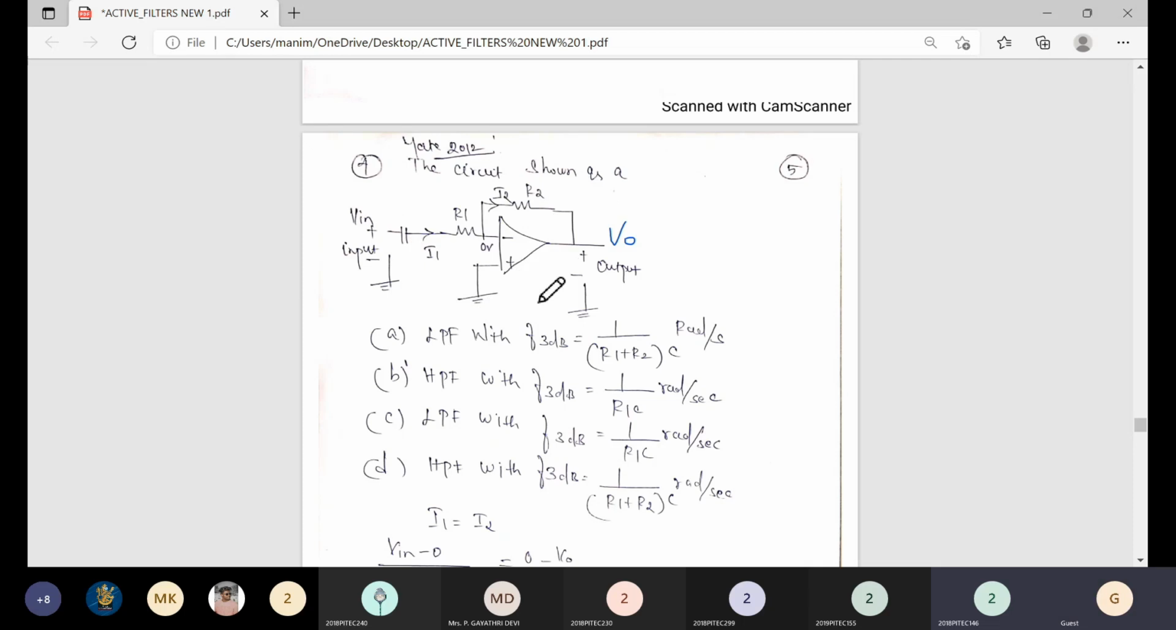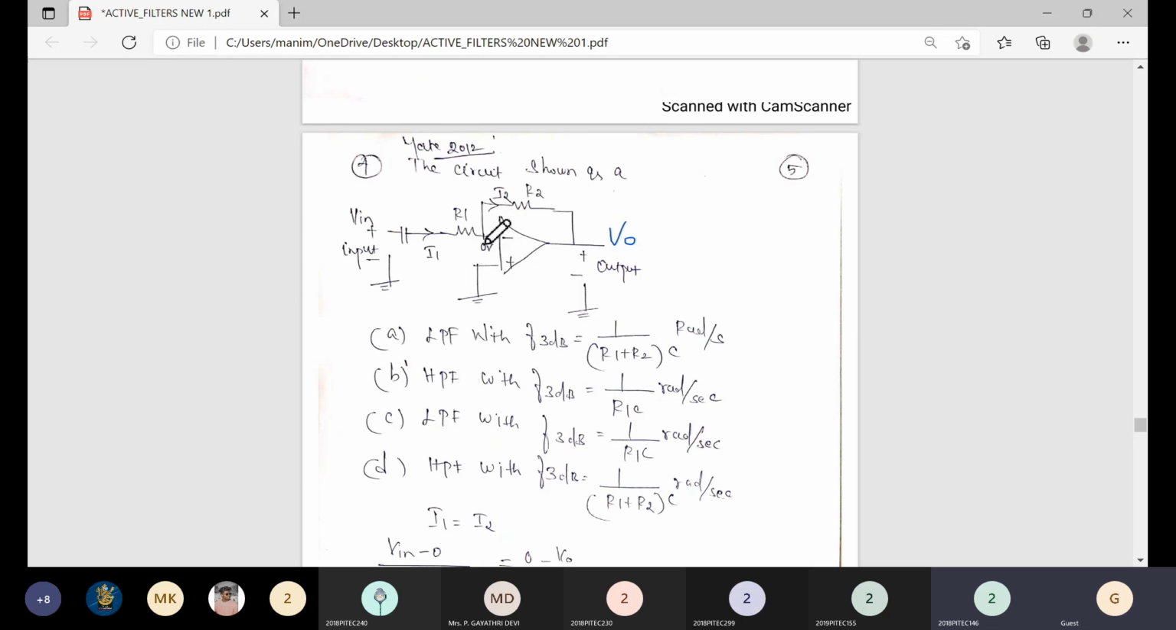Remember the virtual ground concept. Here the non-inverting terminal is grounded, which means zero voltage. So the same voltage should be at the inverting terminal, that is, the difference should be zero. For an ideal op-amp, the difference voltage is zero and no current flows into the input terminal.